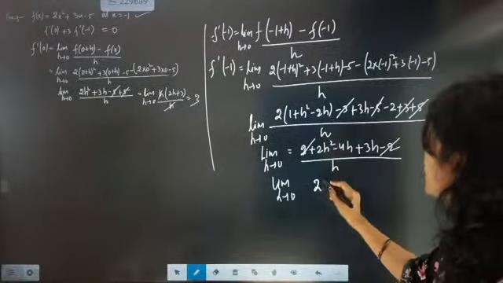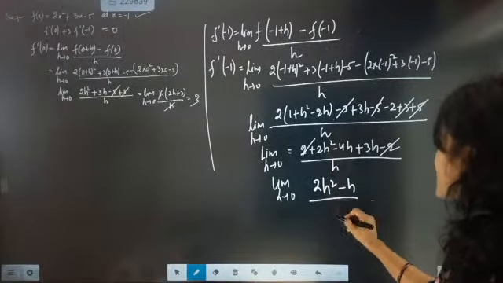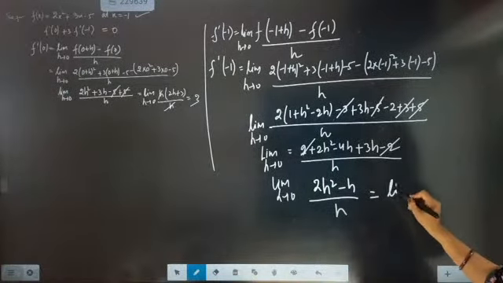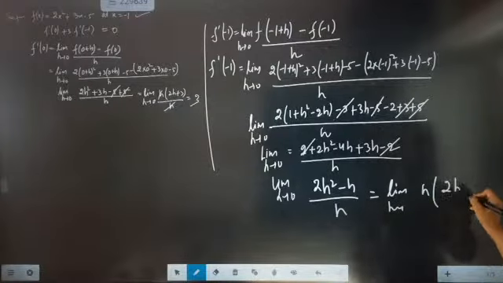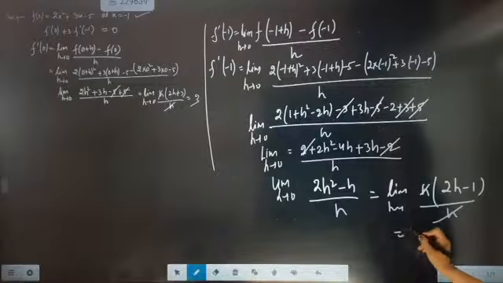So it is going to come as 2h square minus h by h. Got it, beta? So when limit h will be tending to 0, h will be there, it is going to come as 2h minus 1 by h. So it is coming as minus 1.